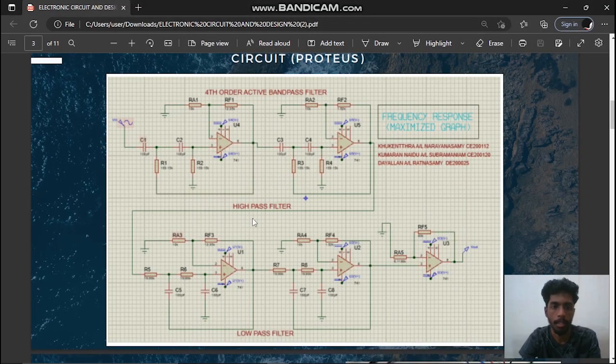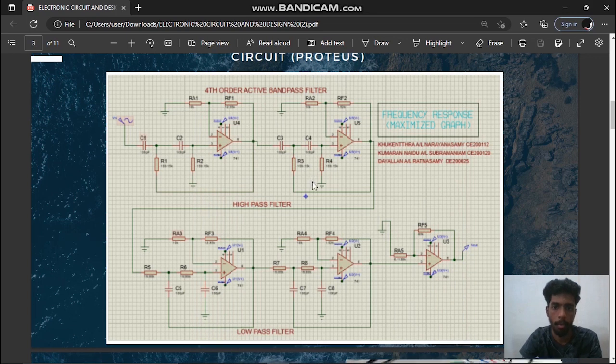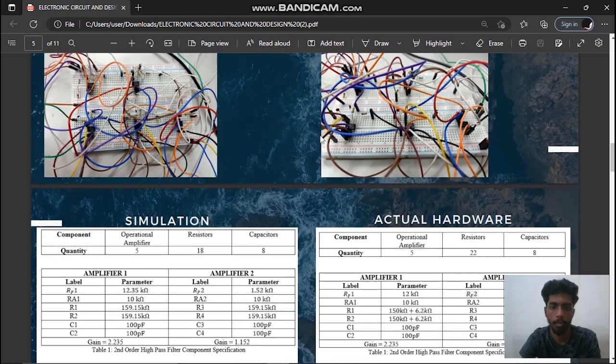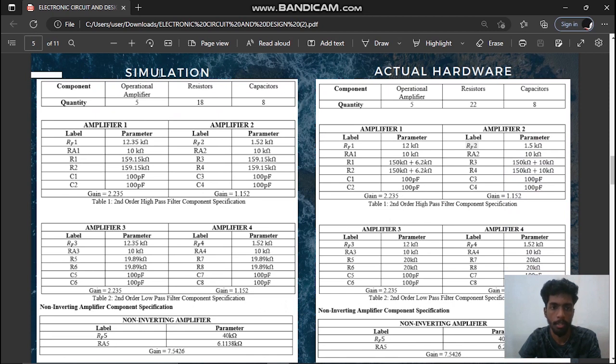This is the circuit we have constructed using Proteus software, and this is the actual circuit we have constructed, referring to the one built in Proteus. Here you can see the components we used for simulation, and these are the components we used for actual hardware.